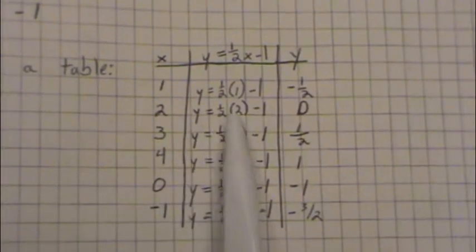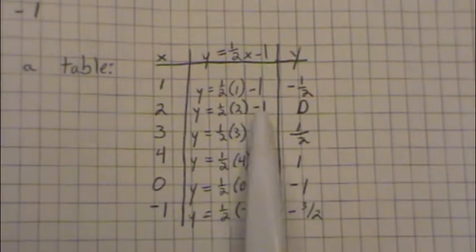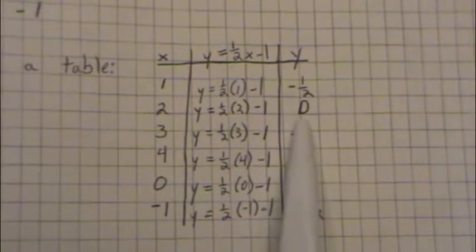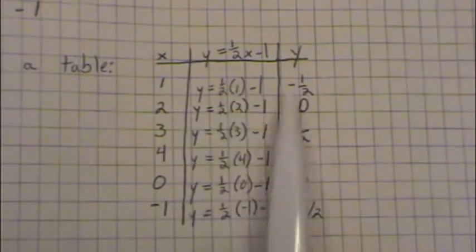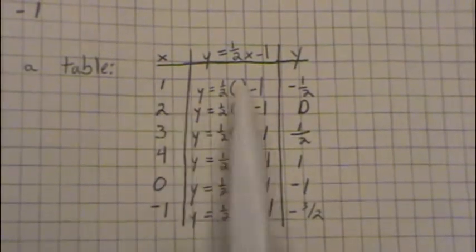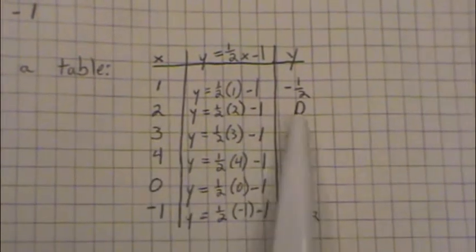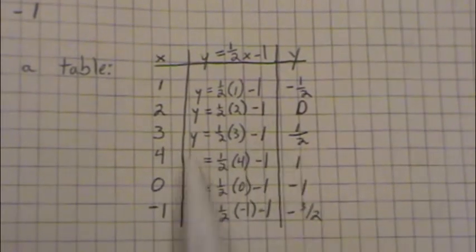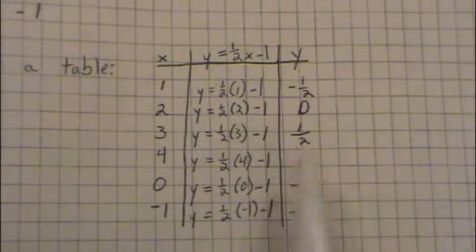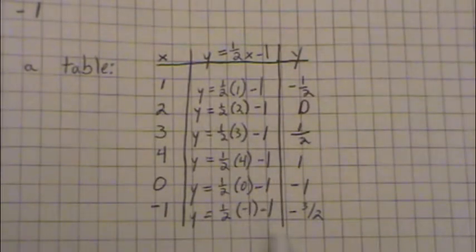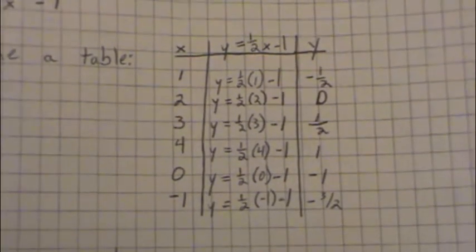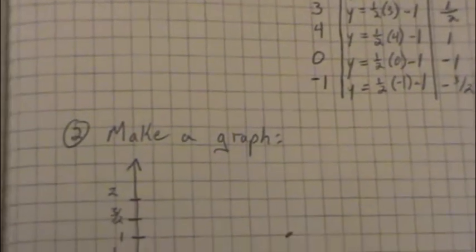Take the x, plug it into the function, and the answer that you get creates your y value. So you are generating ordered pairs. 1, negative 1/2, 2, 0, 3, 1/2, 4, 1, and so on. Once you've generated a number of pairs, then you are ready to make a graph.